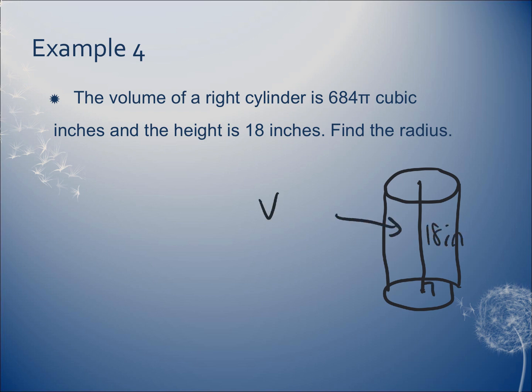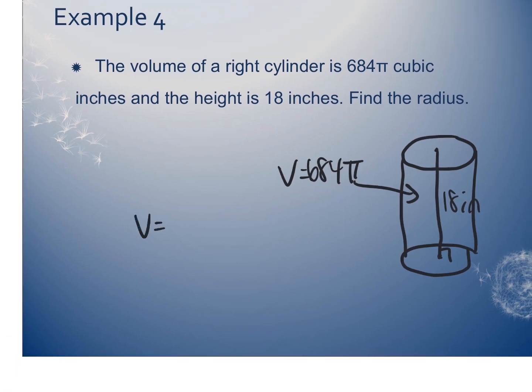And the volume of the whole thing is 684 pi. Let's use our formula for the volume of a cylinder. The volume of a cylinder is the area of the base times the height. My base is a circle.